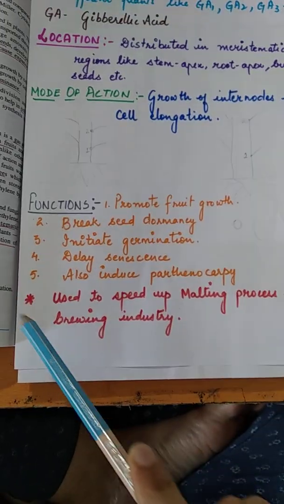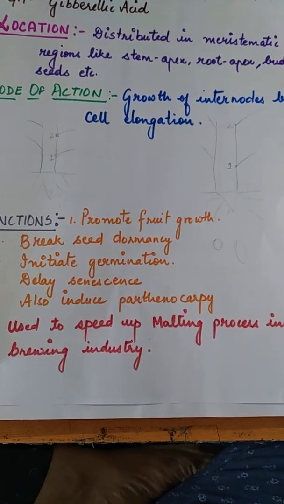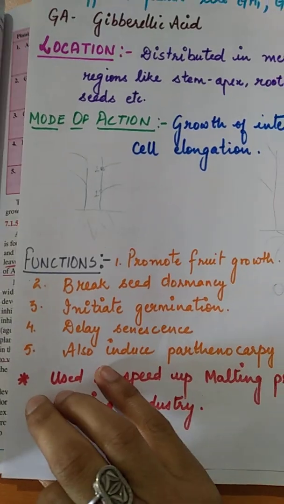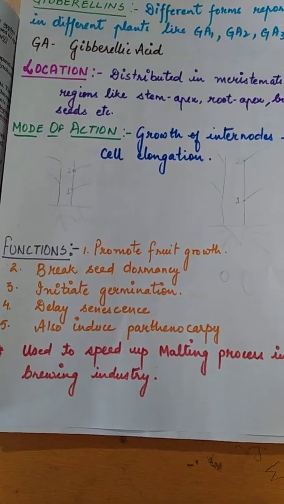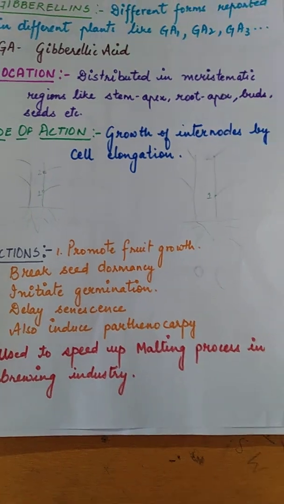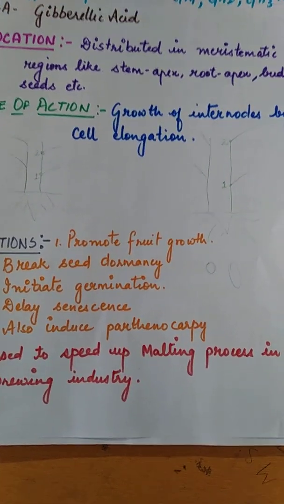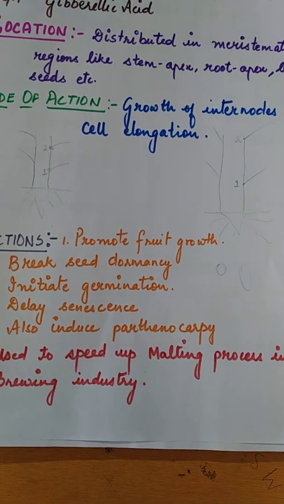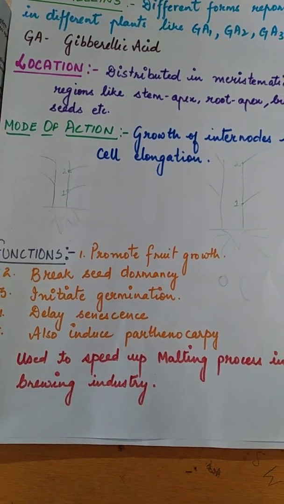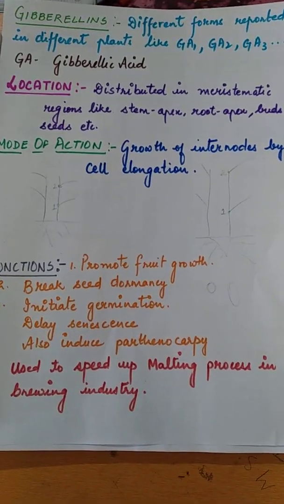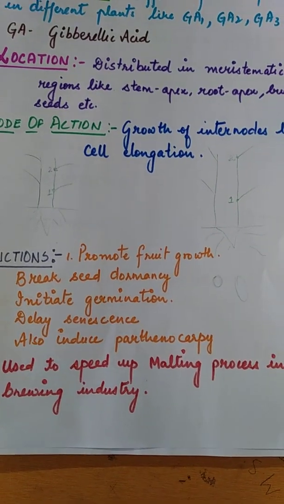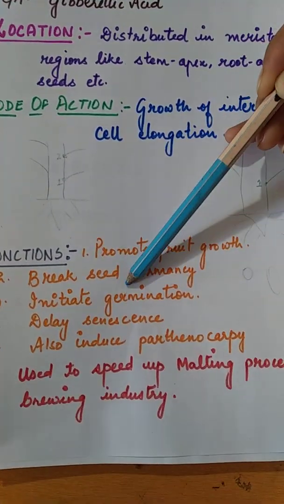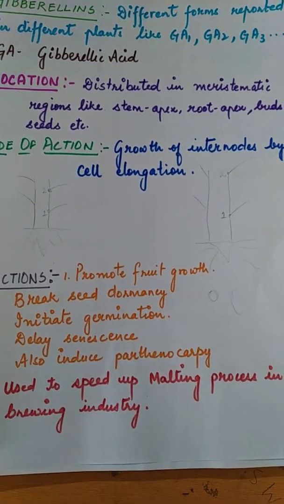One important point that I've marked here: gibberellins are also used to speed up the malting process in the brewing industry. Well, brewing industry means the alcoholic industry, where alcohols and beers, gin, vodkas are made. Malting, if you have come across the term, the seeds first have to grow, they have to germinate, then they are dried in an oven and so on, then they are crushed. A number of steps are there. So in the process of malting, we first need the germination of the seeds, and just now we have read that gibberellins initiate germination. So in that case also gibberellins are used.